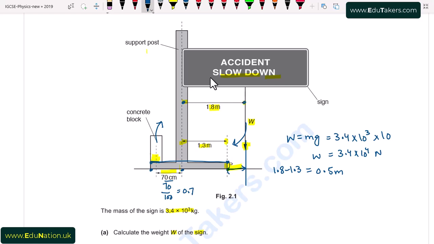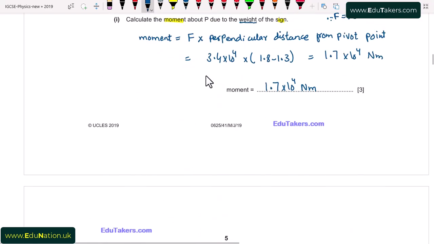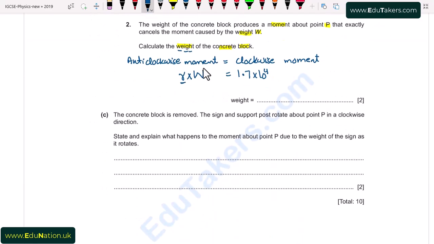So the distance from this point to this is 0.7 and the distance from this point to this is 1.3. So we add these two distances to get the perpendicular distance of the concrete block from the pivot point. So it will be equal to 1.3 plus 0.7 and it is 2 meters. So the perpendicular distance is equal to 2 meters. I write here, it will be equal to 2 multiplied by weight is equal to 1.7 into 10 to the power 4.